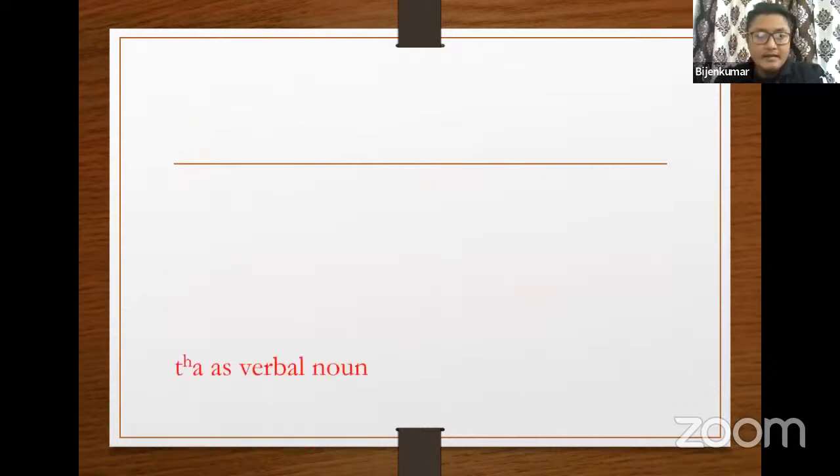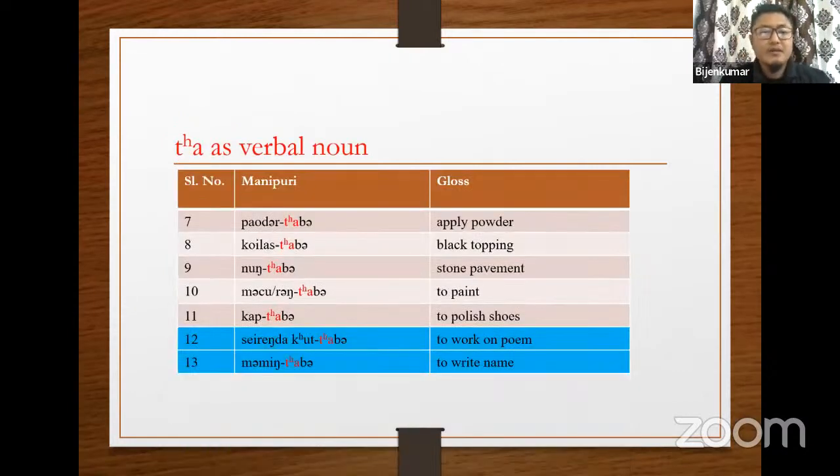Then, in another construction, tha as verbal noun, this is one of the very productive ways of word formation that I can claim in Manipuri or Meiteilon. Noun incorporation is a very productive word formation process, and we can do some approaches from that angle also. But for today's presentation, we are not discussing word formation processes. Rather, we are trying to give a description of the meaning or the senses that tha can give in different constructions.